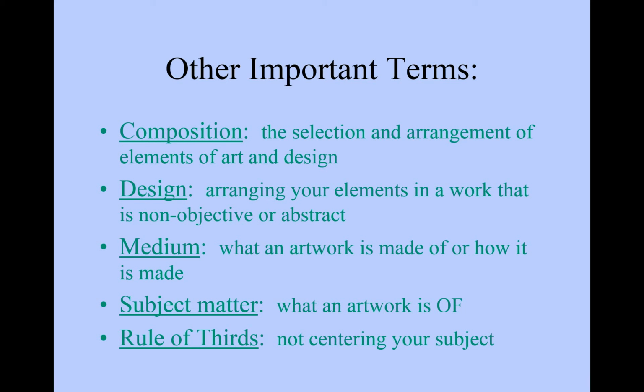3, we have medium. So medium is what an artwork is made of or how it is made. So if I'm saying that our medium for a certain project is pencil, we are only using pencil for that project. If I say that we are using oil pastel and ink, those are the 2 mediums that we are using for that project.